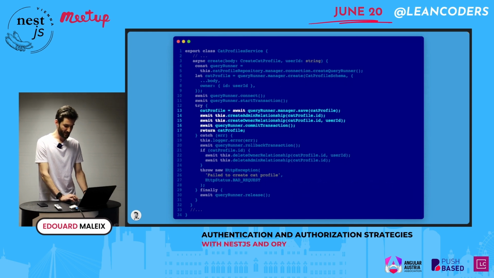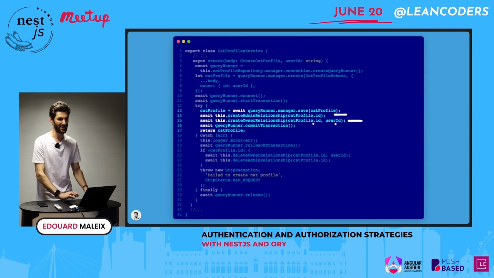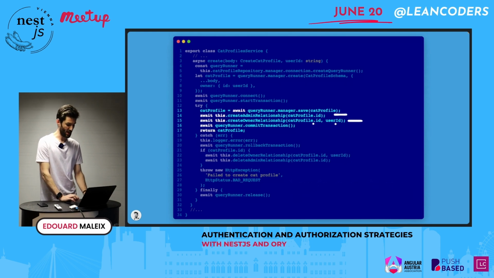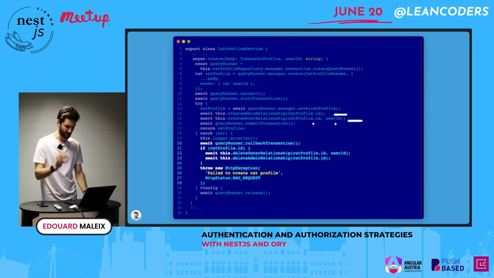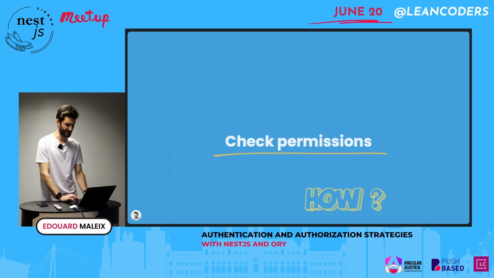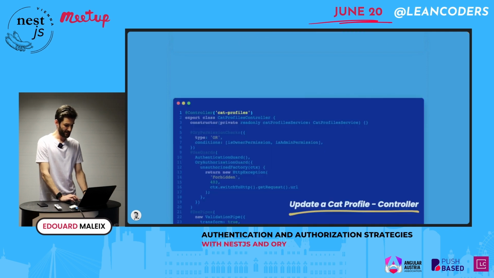So here we create our link between our newly created cat profile and the admin group, those editors that we saw earlier. And here we create a relationship between our cat profile ID and our user ID, so the owner's relationship. This way we have some data created on Ory Keto. Okay, let's see now how we can make use of it. If things go wrong, we roll back and delete those relationships.